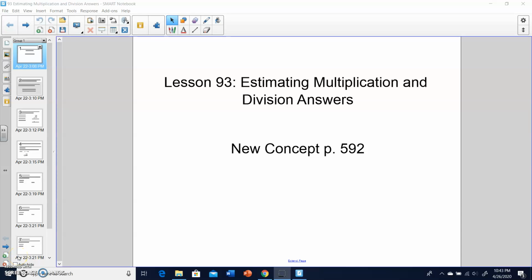Hi, fourth graders. Today we're talking about lesson 93, estimating multiplication and division answers. If you start in your math books on page 592, that is where the new concept begins.